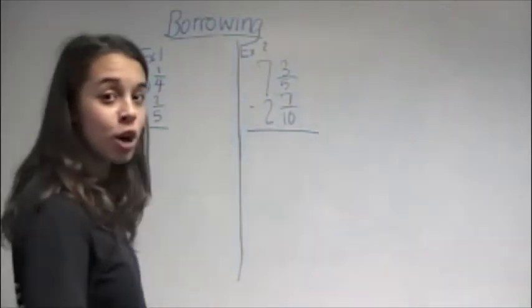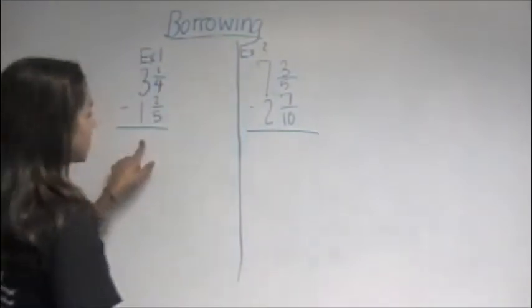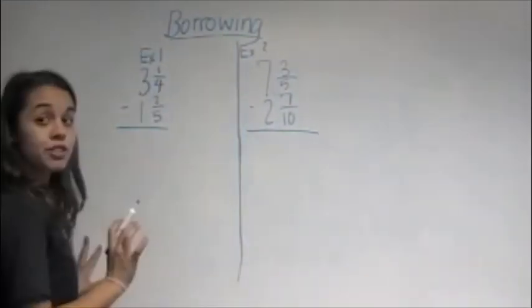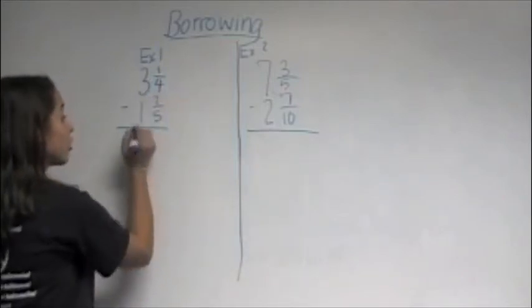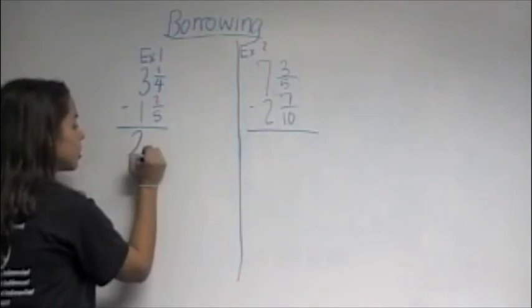We're going to look at borrowing today. Our first example is this. Our first step in borrowing is to subtract our whole numbers. 3 minus 1 is 2.